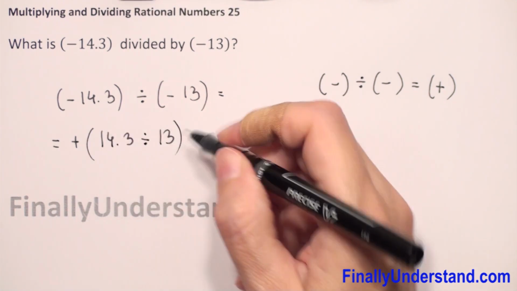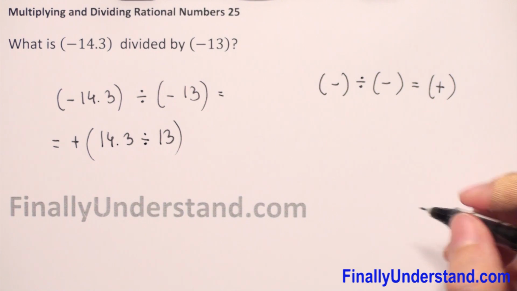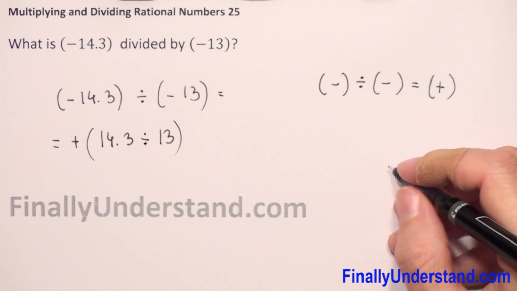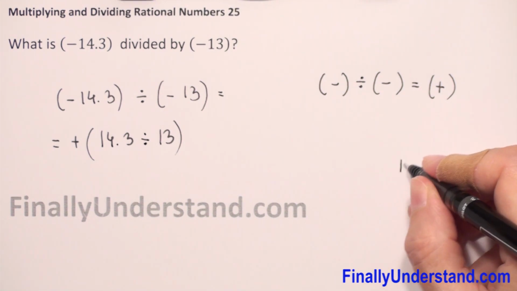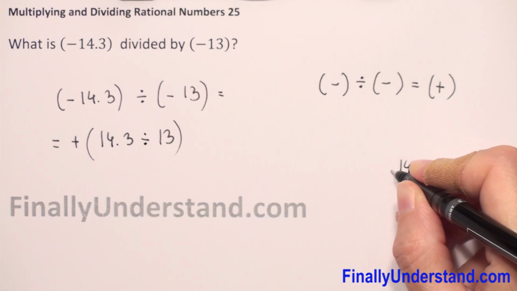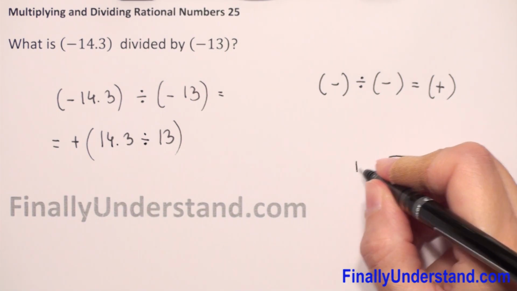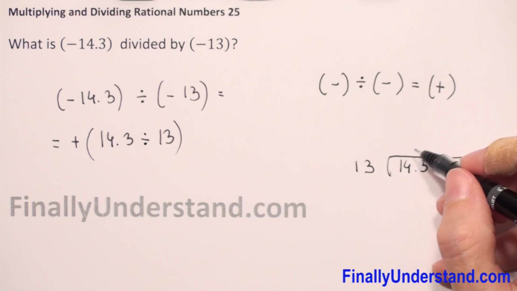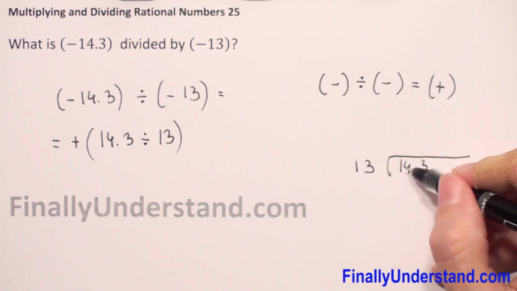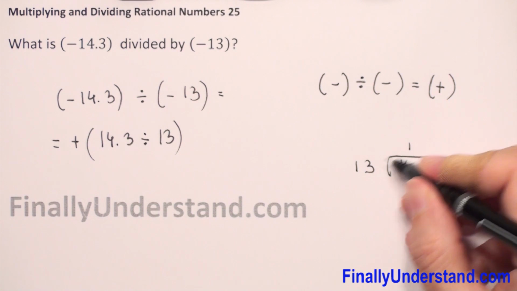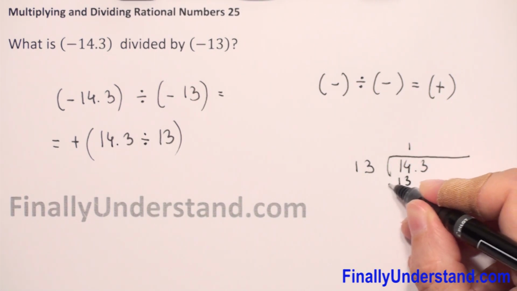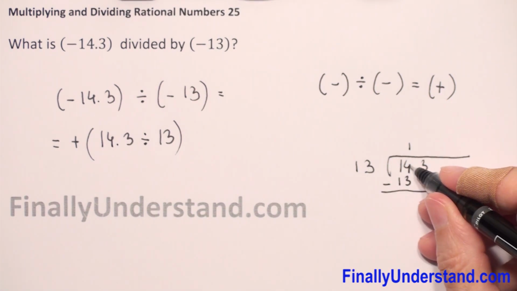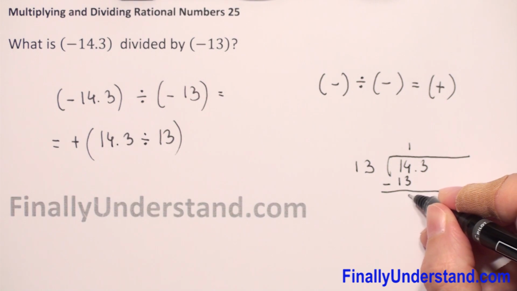I can write this in parentheses. So we will do long division. We have 14.3 divided by 13. How many times can you put 13 into 14? 1. 1 times 13 is 13. Subtraction. 4 minus 3 is 1.